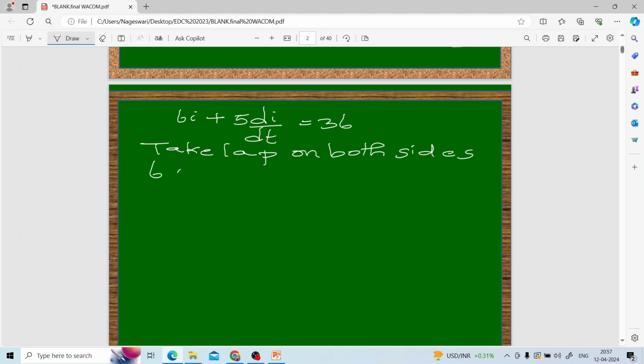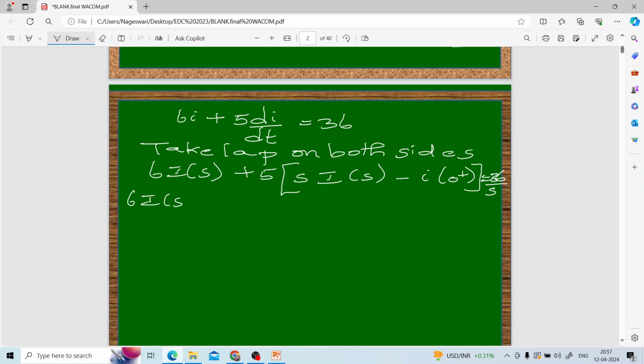So therefore, 6 into I of s plus 5 into s into I of s minus I of 0 is equal to 36 by s. Here, I of 0 is nothing but what? So 1 is mentioned, right? 1 is given in the problem, right? So 1 is equal to 36 by s.